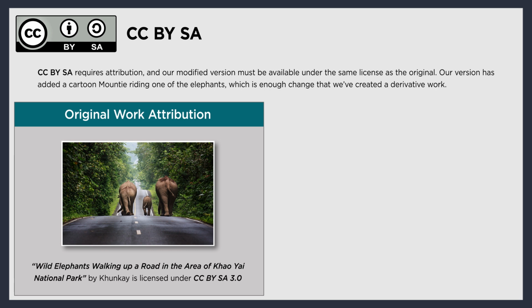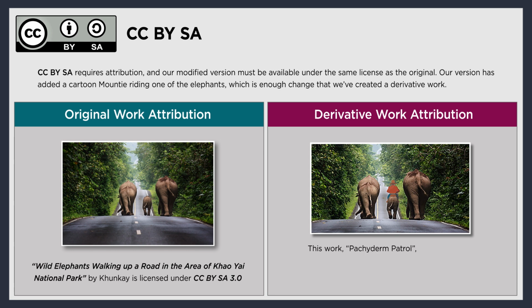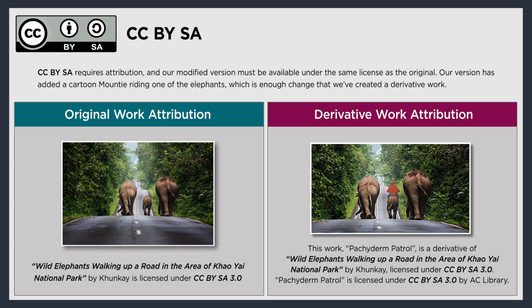Original work attribution: Wild Elephants Walking Up a Road in the area of Khao Yai National Park, by Khun Khai, is licensed under CC BY-SA 3.0. Derivative work attribution: This work, Pachyderm Patrol, is a derivative of Wild Elephants Walking Up a Road in the area of Khao Yai National Park, by Khun Khai, licensed under CC BY-SA 3.0. Pachyderm Patrol is licensed under CC BY-SA 3.0 by AC Library.